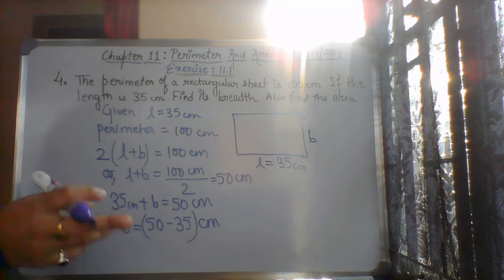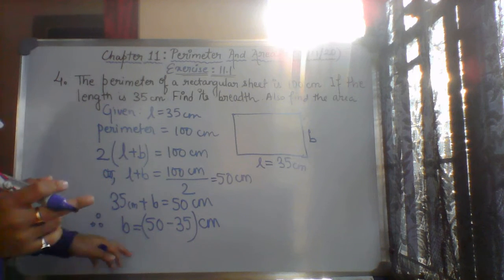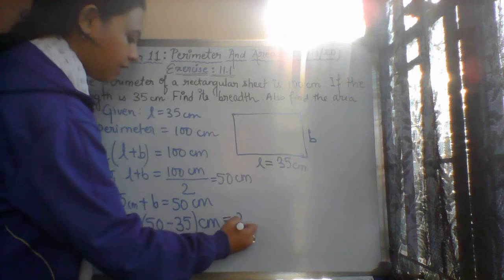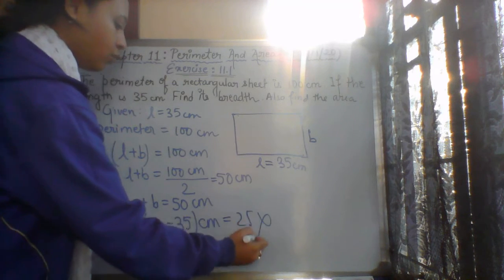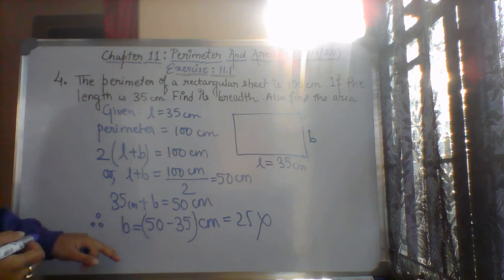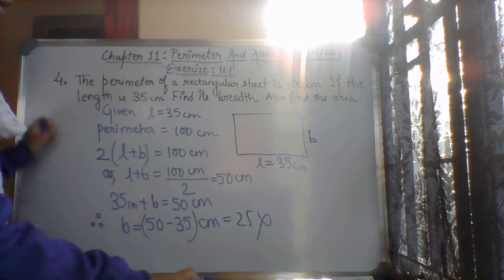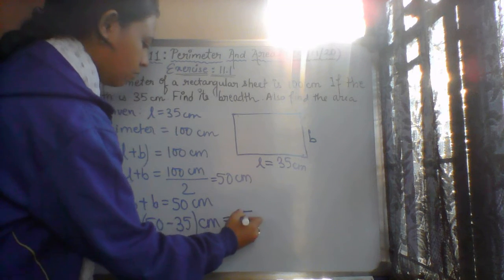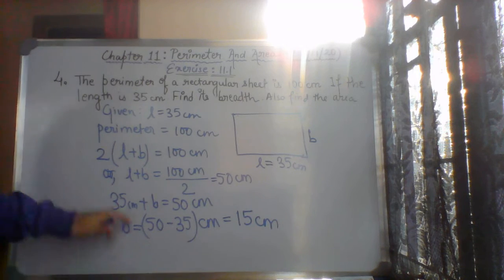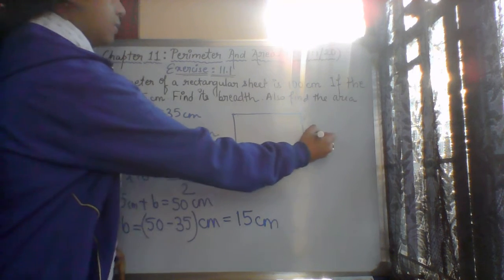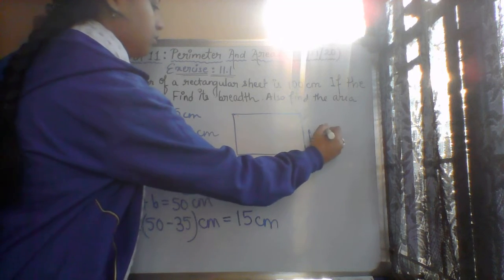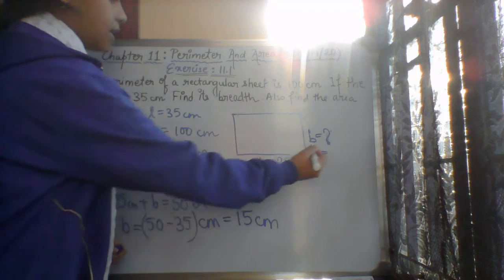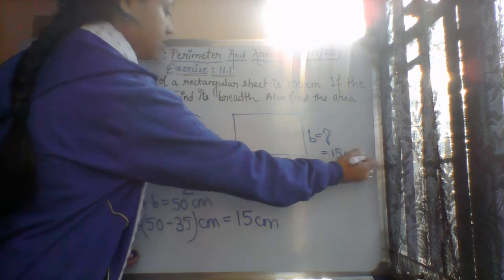Here, a few students may make a mistake. They see 5 here and 3 there, so they will do minus and directly write 25. Wrong. When you are doing the subtraction, do it carefully. 50 minus 35 is 15, not 25. So our breadth is now 15 centimeter. It was the question mark for which we proceeded, and it is coming 15 centimeter.